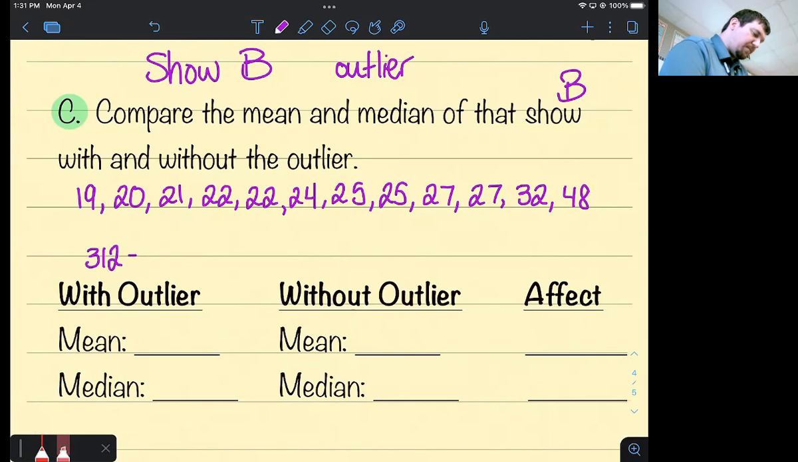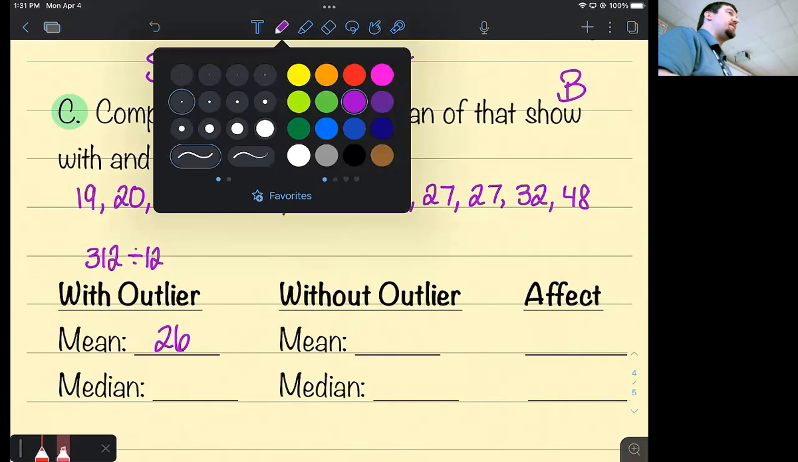And there are 12 numbers up there. So we're going to divide that by 12. Seth, I'll let you do the honors. What's 312 divided by 12? 26. Okay, so that's the mean. By the way, 26 would be right around this area, which has been shifted up a little bit by the outlier.